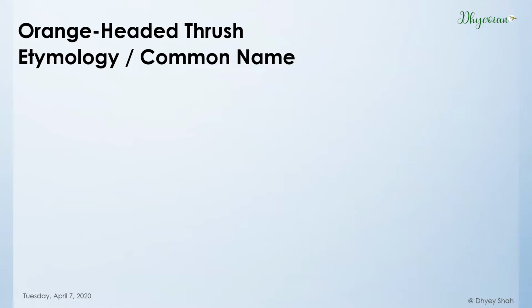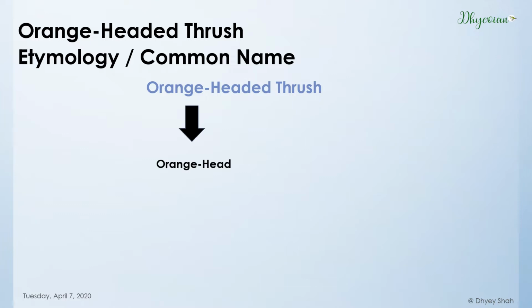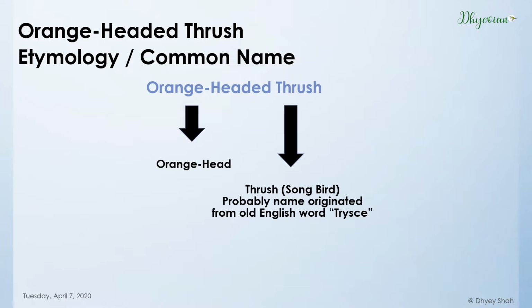The name consists of orange head and thrush. Orange head means a head with color orange. Thrush means a songbird. This word probably originated from the Old English word thrice, which was used to describe people who sing melodiously. Let's go to the scientific name.